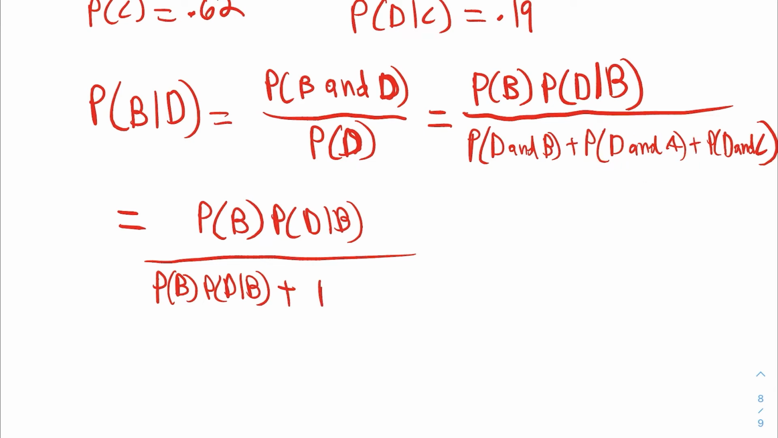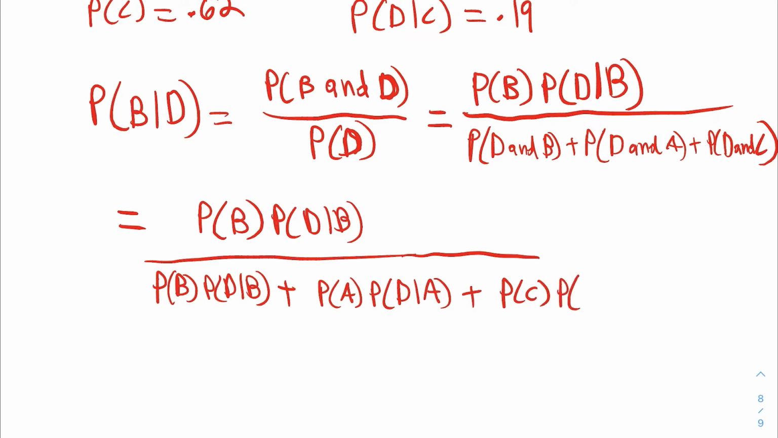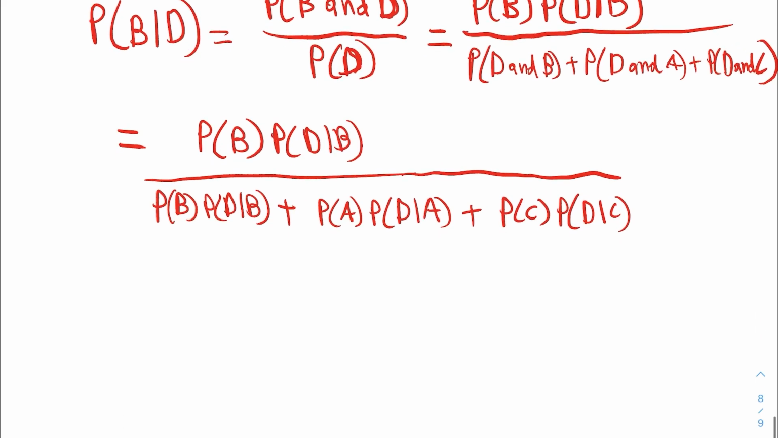I'm going to do the probability of A, which I know, times the probability of D given A, which I also know. And the last one I need to add is the probability of D and C, which is the probability of C times the probability of D given C. So this is Bayes' theorem as it applies to the problem we are doing. Bayes' theorem is going to allow me to just plug all these in.